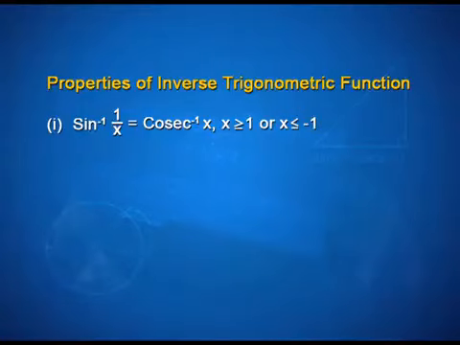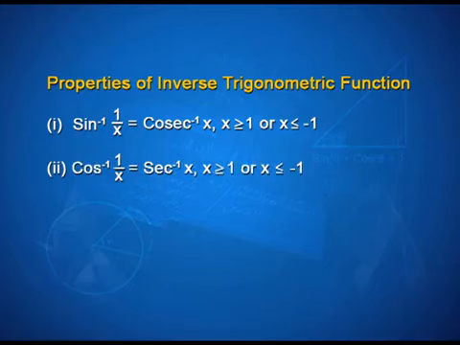To begin with, we have the first property which says that sine inverse of 1 by x is cosec inverse x, where x has the restriction that x must belong to the interval over which the cosec inverse is defined. So, x must be greater than or equal to 1 or x is less than or equal to minus 1.